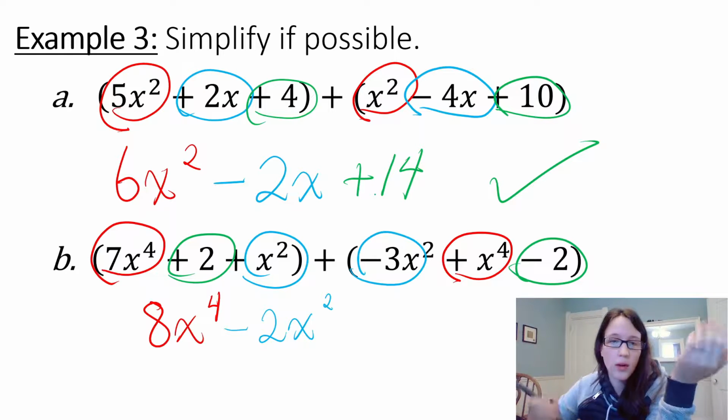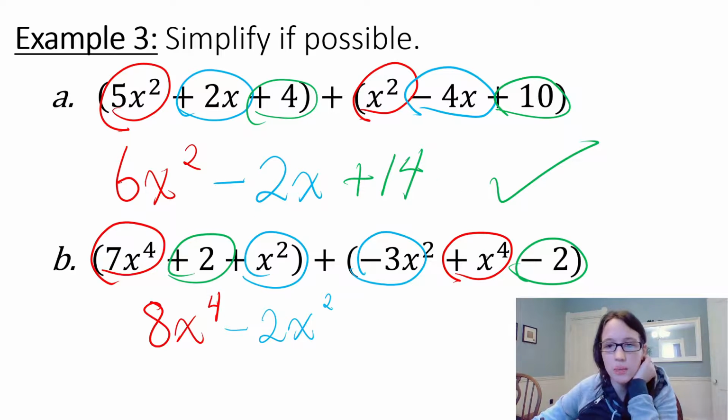And for the second one, same idea. I went biggest exponent to smallest, so my biggest was the power of 4, so 7 plus 1 was 8.